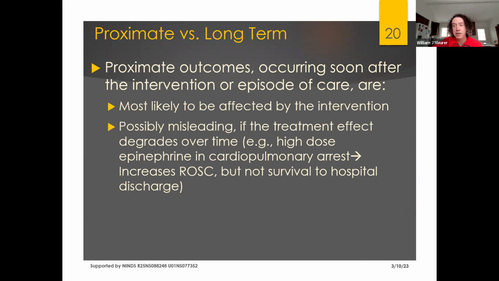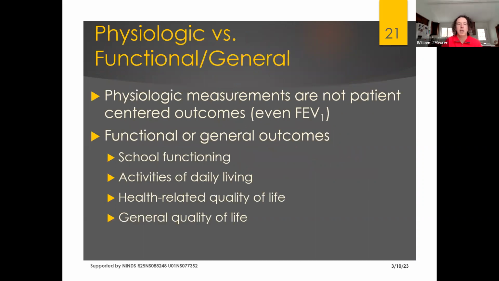A famous example from cardiology is the studies with patients having premature or frequent premature ventricular contractions after MI, getting prophylactic lidocaine, which reduced PVCs. So the proximate outcome was positive, but it ended up increasing mortality, so the more important distal outcome was the opposite of what the proximate outcome was showing you. So in terms of physiologic measurements, these are not patient-centered outcomes, even FEV1 for your breathing status, but they're related to the patient experience.